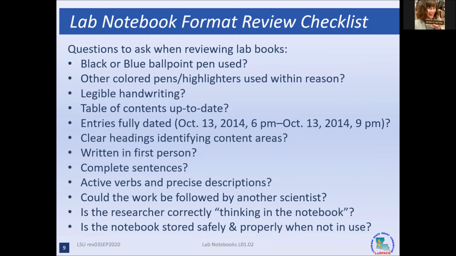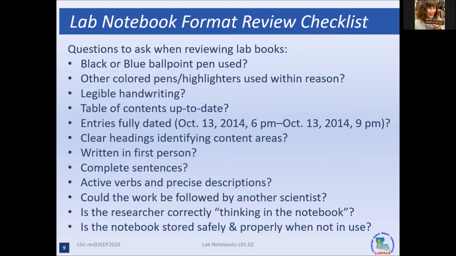So use a black or a blue ballpoint pen. Use other color pens and highlighters within reason. So what does that mean? That means don't make this document super colorful so that it's colorful, but it doesn't really mean anything. But what you could do, maybe every time you have a new hypothesis, you are highlighting it in blue. Maybe every time you have a failure, you're using a red pen with an asterisk. And that would help you if you wanted to go back through your book quickly, you could find things like that. Make sure your handwriting is legible.